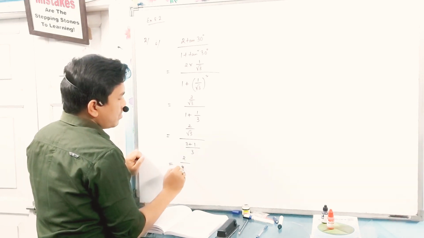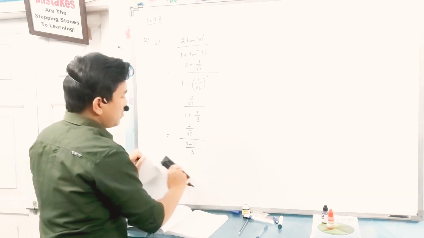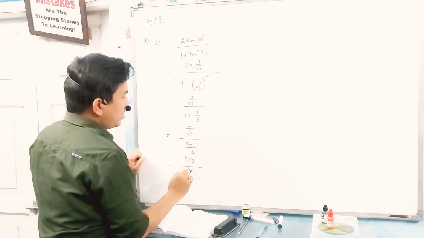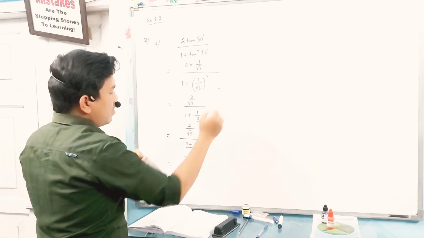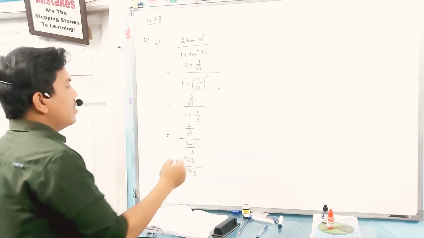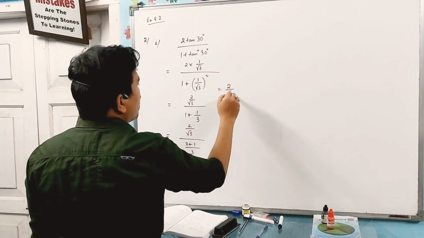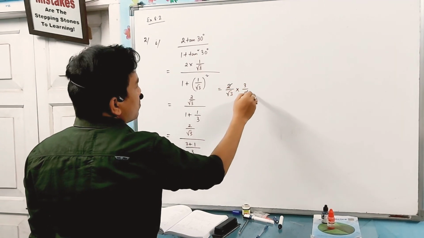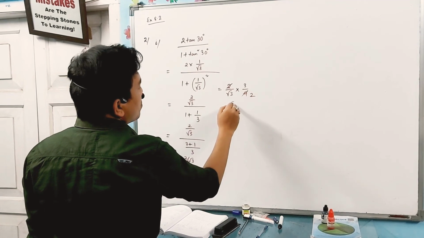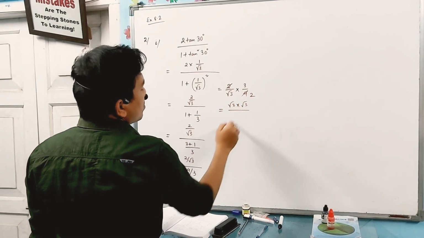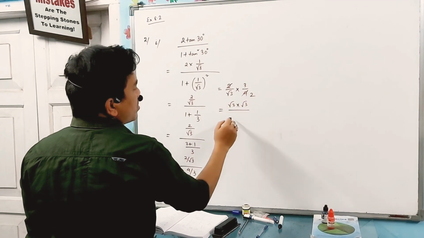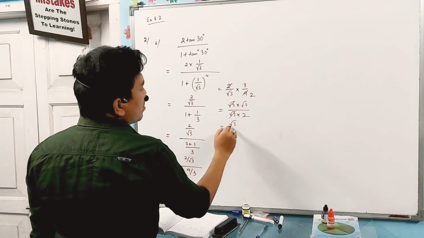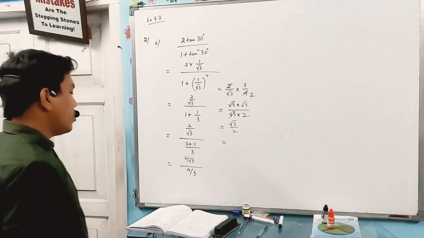What you got? 2 by root 3 divided by 4 by 3. Now when you multiply it, it will become 3 by 4, isn't it? 2 will cancel 4 two times, and 3 can be written as root 3 into root 3. And here root 3 into 2 is there. One of the root 3 will be cancelled. Root 3 by 2. Now let us check the options.